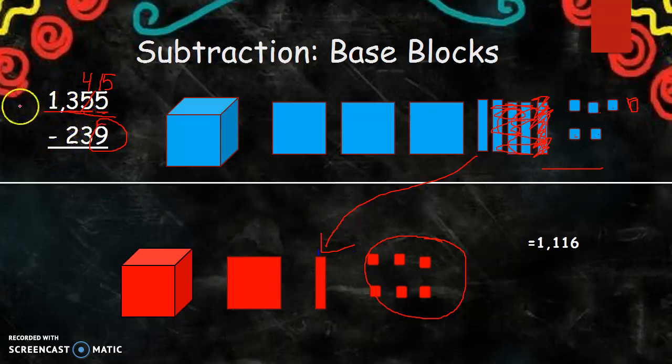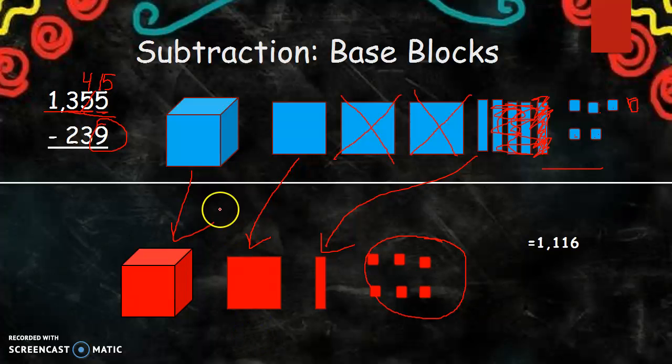Now we will look at our hundreds place, and it says remove 2 from 3. So what that means is we're removing these 2, which leaves us with 1 in the hundreds place. So down here. And then we're not removing anything from the thousands place, so we're just going to drop it down. Now we have a cube, a square, a rectangle, and then 4 small squares.